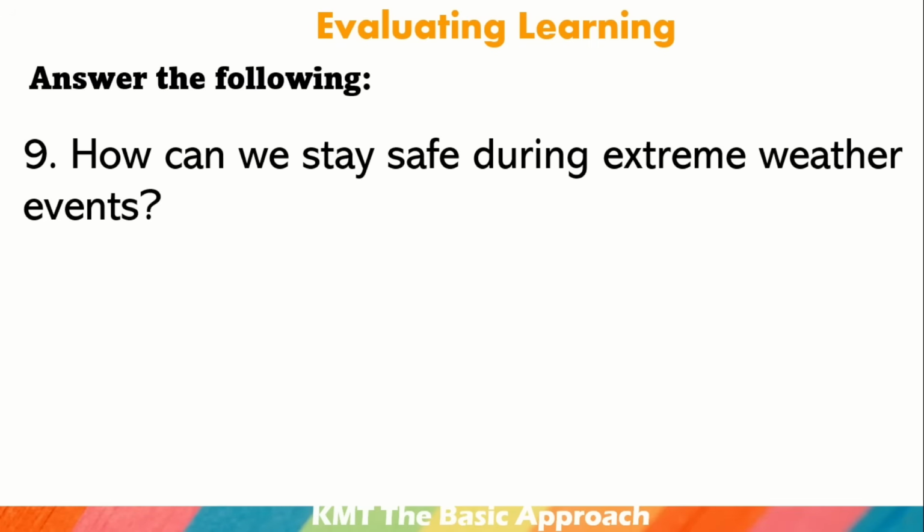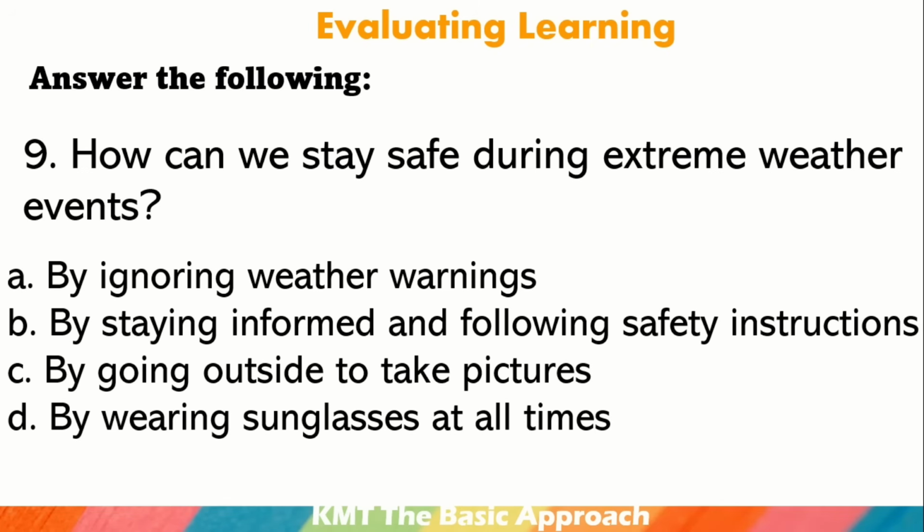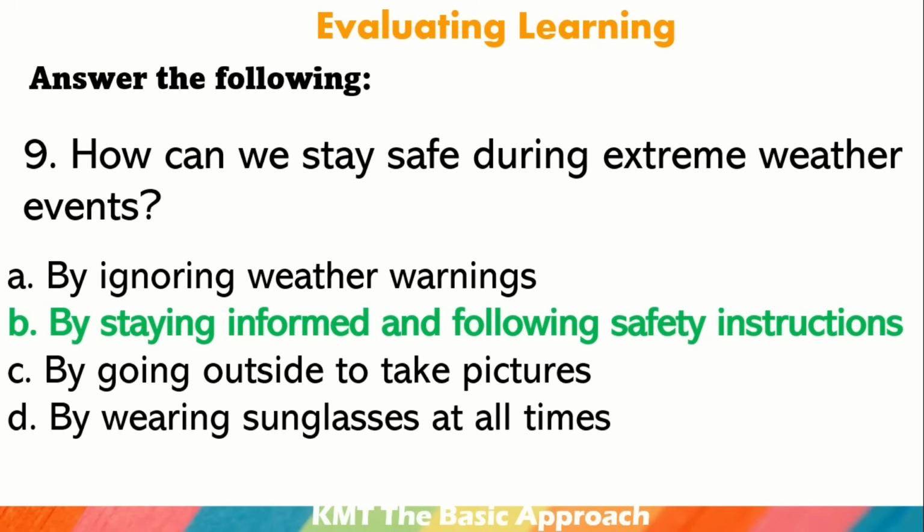Number 9. How can we stay safe during extreme weather events? A. By ignoring weather warnings. B. By staying informed and following safety instructions. C. By going outside to take pictures. D. By wearing sunglasses at all times. What is the correct answer? Good job! The correct answer is letter B. By staying informed and following safety instructions.